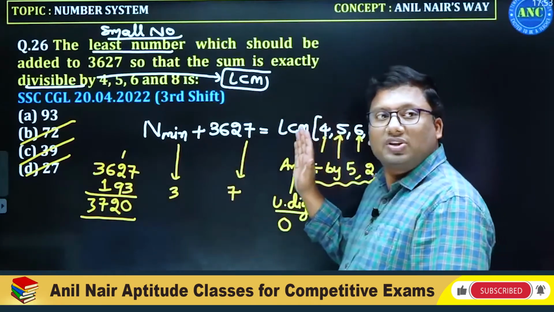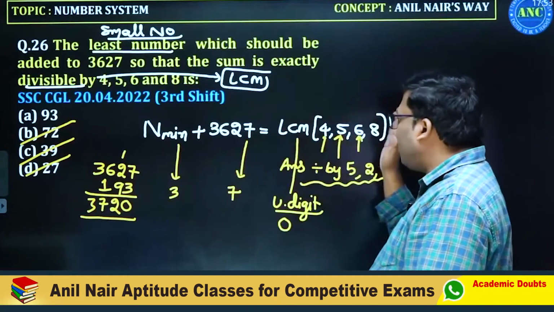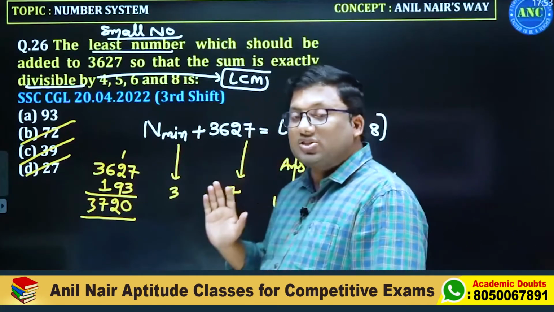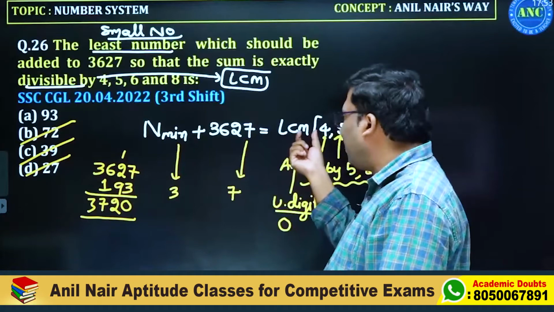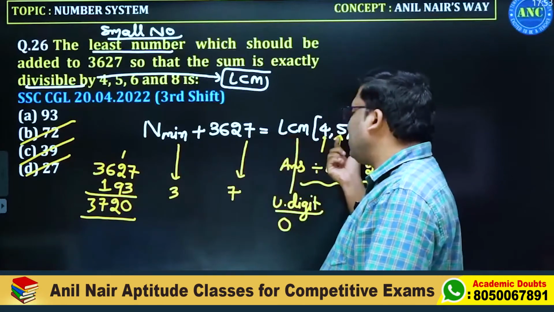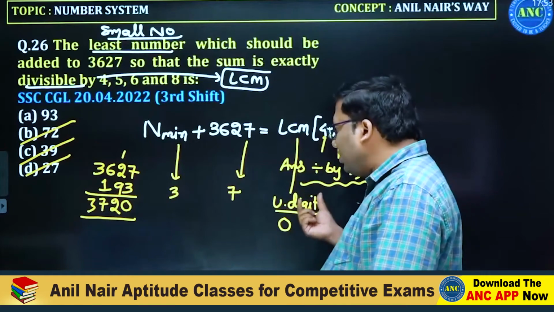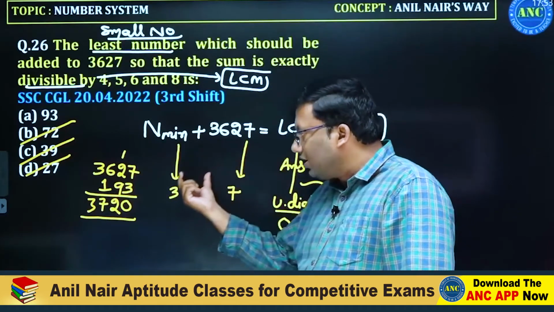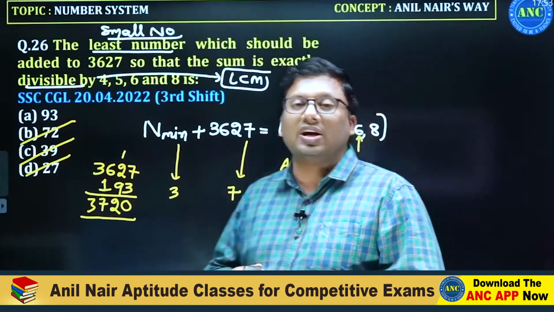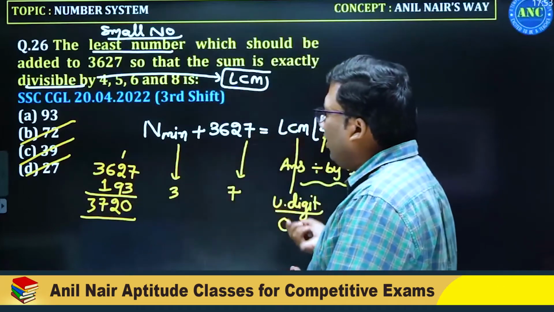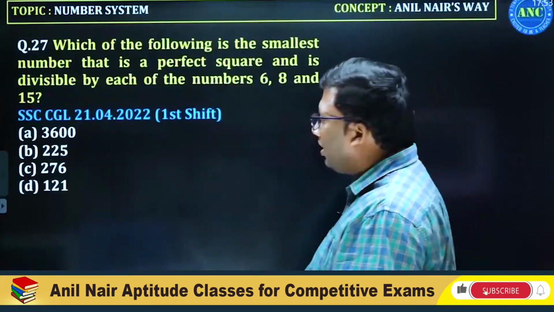Please do not waste your time doing the LCM of 4, 5, 6, 8 minus 3627. Here it is divisible by 2, here it is divisible by 5, so the answer will be divisible by 10. That means the unit digit is 0. Here the unit digit is 7, so the unit digit needed will be 3. Only one option, 93. I hope you got an idea.